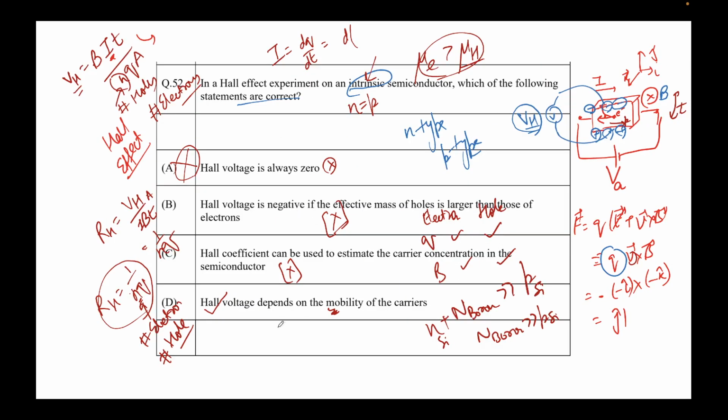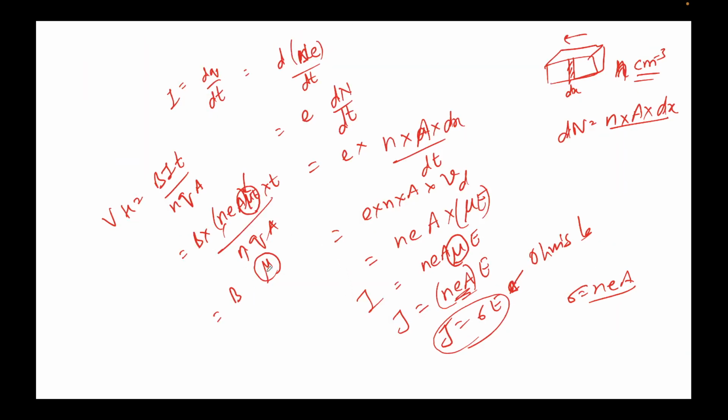Hence, Hall voltage depends on the mobility of carriers. That's why we take this statement, because in this formula there's a term called, I'll write it again, B E mu E T over Q. This is the Hall voltage formula.